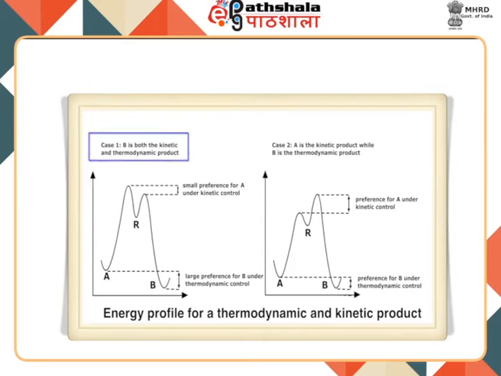Case 1 is where B is both the kinetic and the thermodynamic product, and there is a small preference for A under the kinetic control condition. Case 2 is when A is the kinetic product while B is the thermodynamic product, and preference for A under kinetic control is shown here, and preference for B under thermodynamic control is also shown.